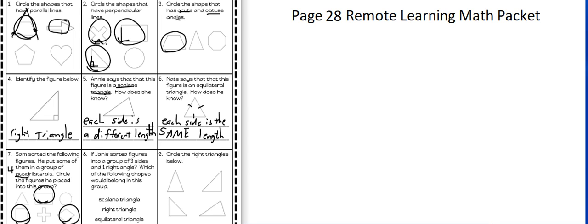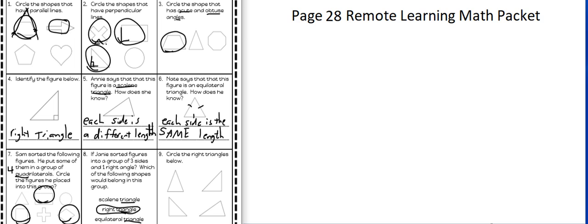All right, if Janie sorted figures into a group of 3 sides, okay, so first it's going to be a triangle. It's got 3 sides. All right, and we'll assume it's closed. And one right angle. Oh, look, we already did this up here. Which of the following shapes belongs in this group? Ding, ding, ding. It is a right triangle.